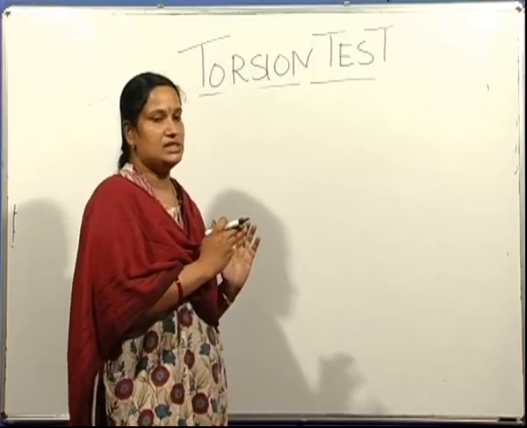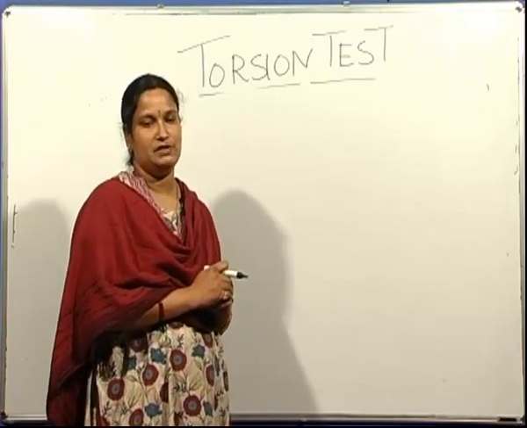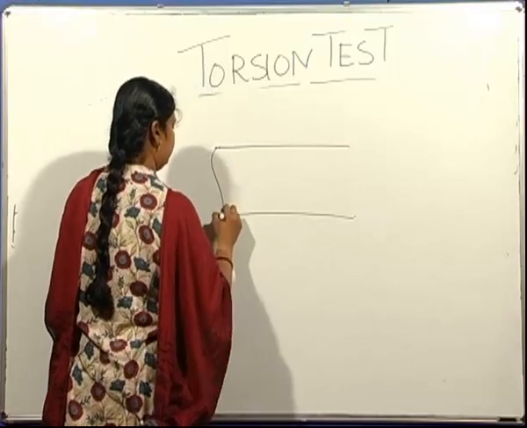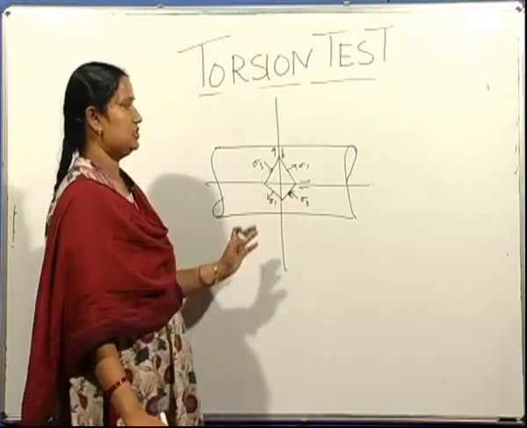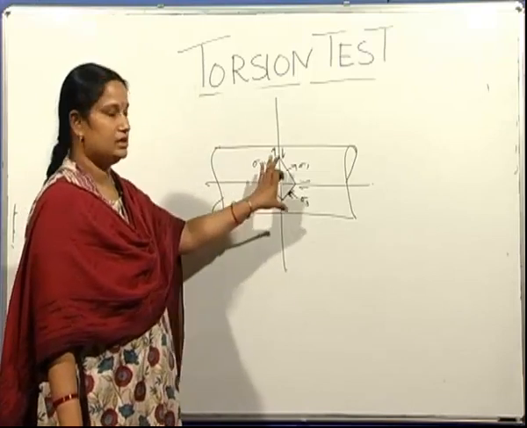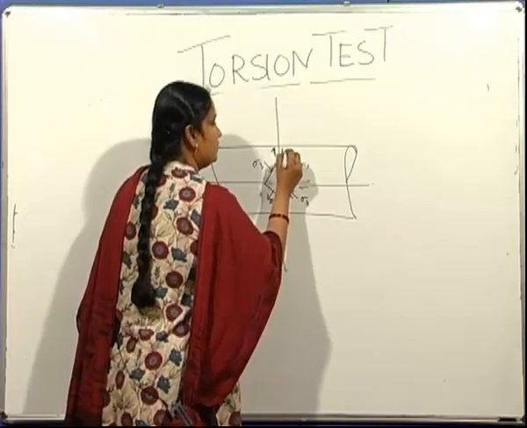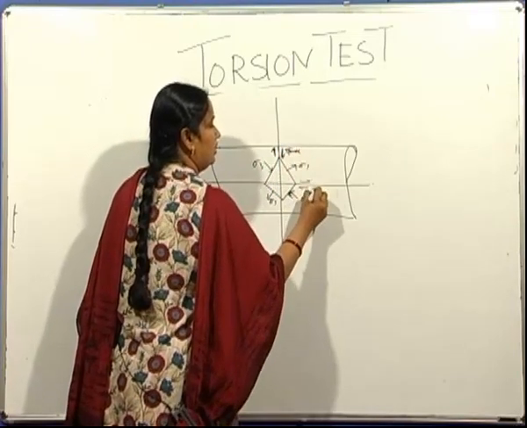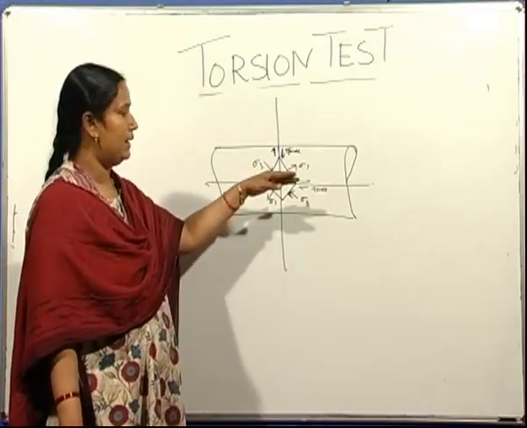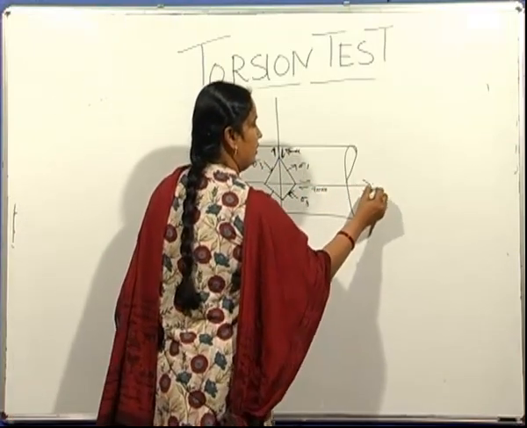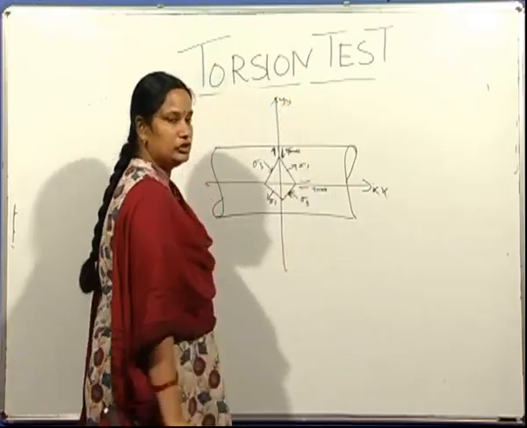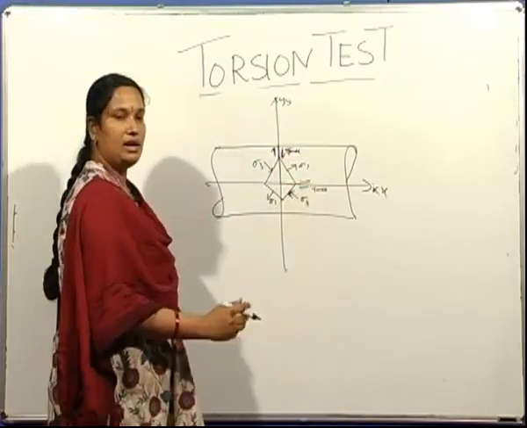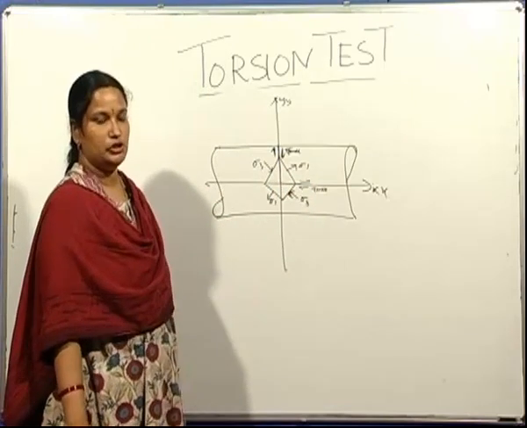So now we see what is the state of stress at a point for a material which is subjected to torsion. So for the case of a shaft, this is the state of stress at a point where the material is subjected to torsion. These are the maximum shear stresses, tau max, acting on planes perpendicular and parallel to the longitudinal axis.